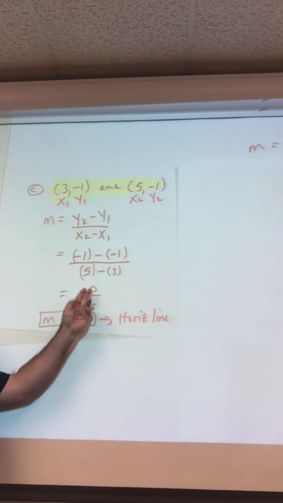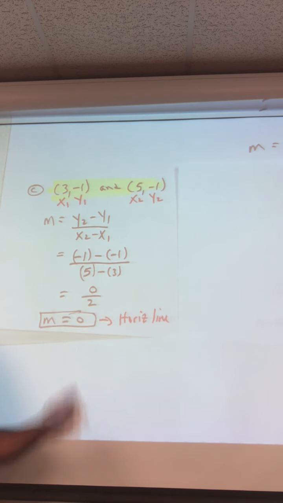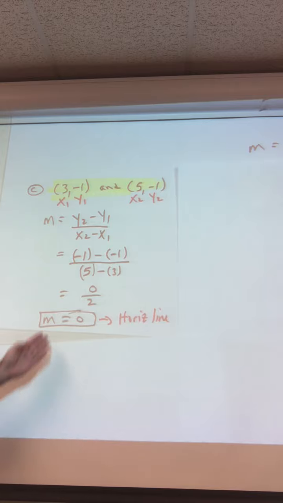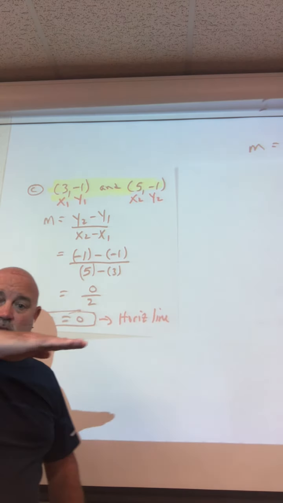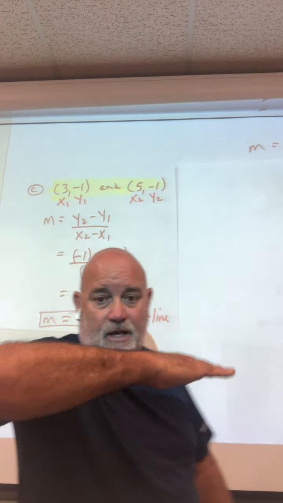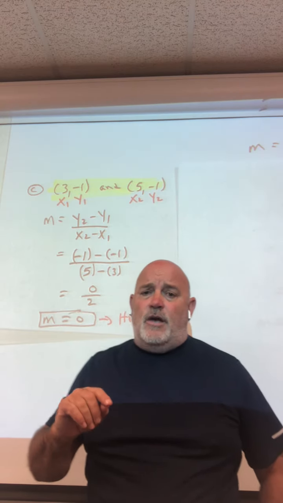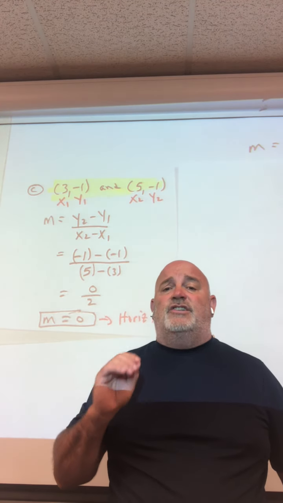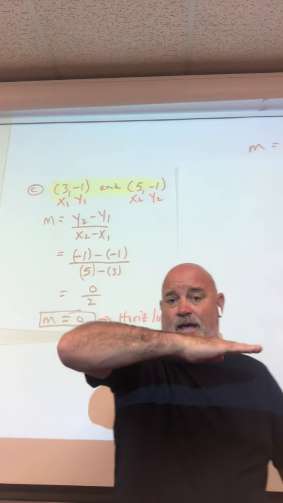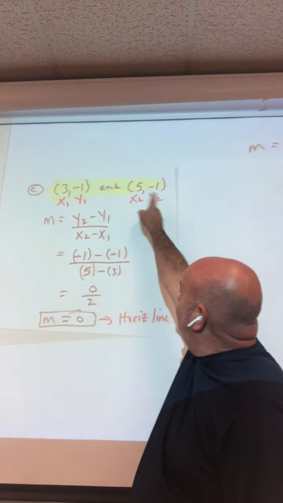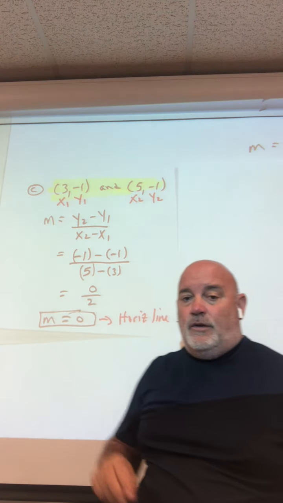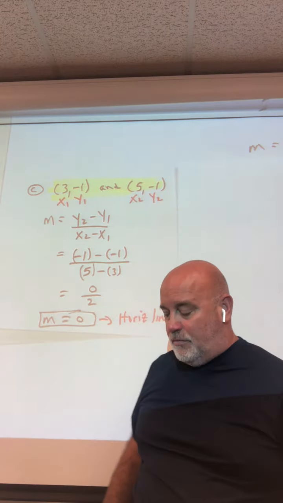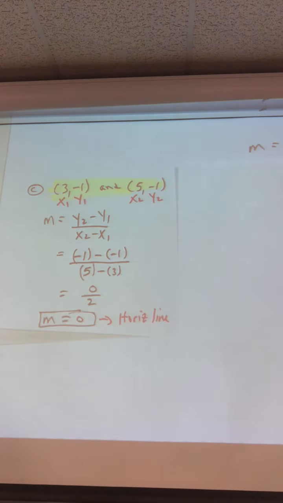First day of class or first video or second video, 0 over any number is 0. So that means that this line must be horizontal because the slope's 0. That would also mean that the equation has just a y in it, not an x. If you plot those 2 points, which I'm not going to do, you will see that they're straight across from each other. All right, last example.